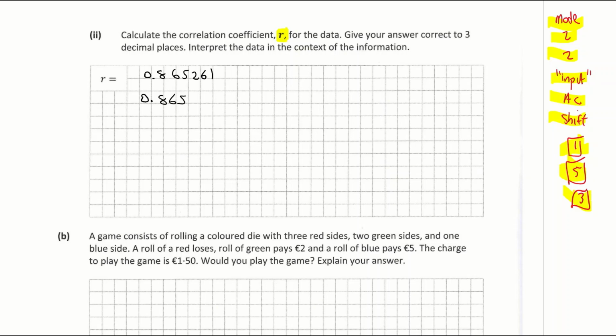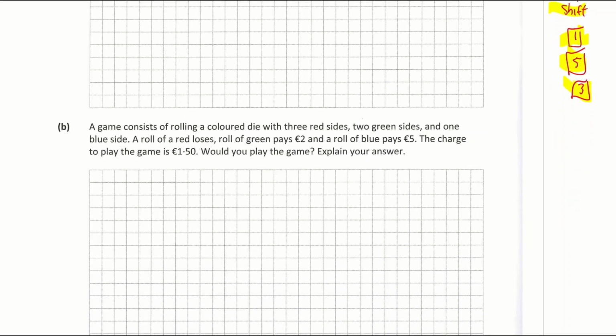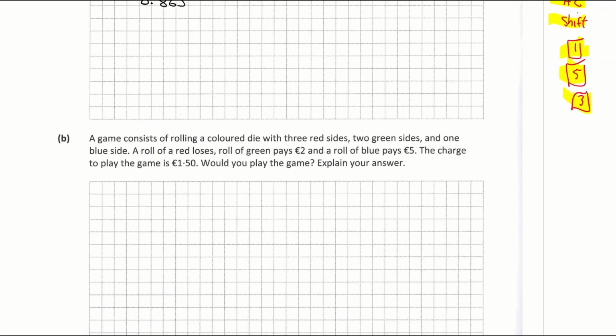Scrolling down now to part B, it's the expected value question. A game consists of rolling a coloured die with 3 red sides, 2 green sides and 1 blue. So it has our standard 6 sides at least. A roll of a red loses, a roll of a green pays 2 and a roll of a blue pays 5. So we have, listing out our options first of all.